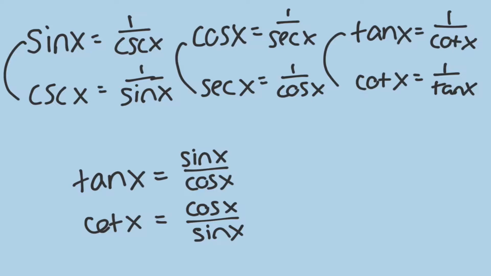Then the quotient identities: tangent is the same as y over x if you think back to the unit circle, so that's sine over cosine, and cotangent is cosine over sine, because that's x over y.